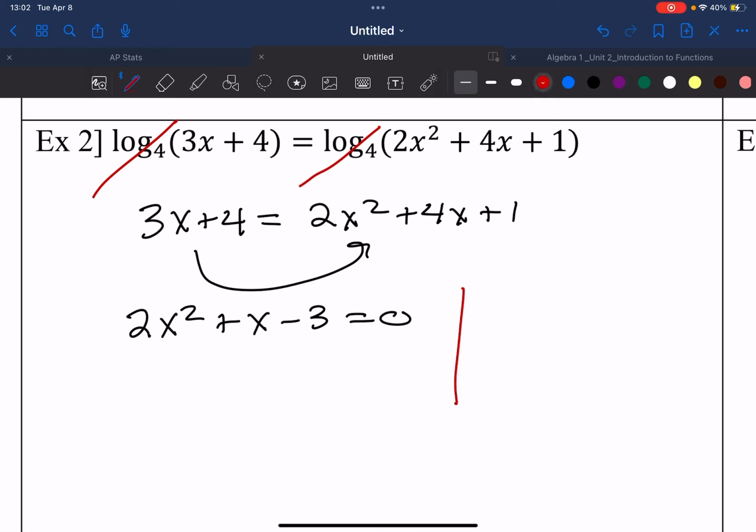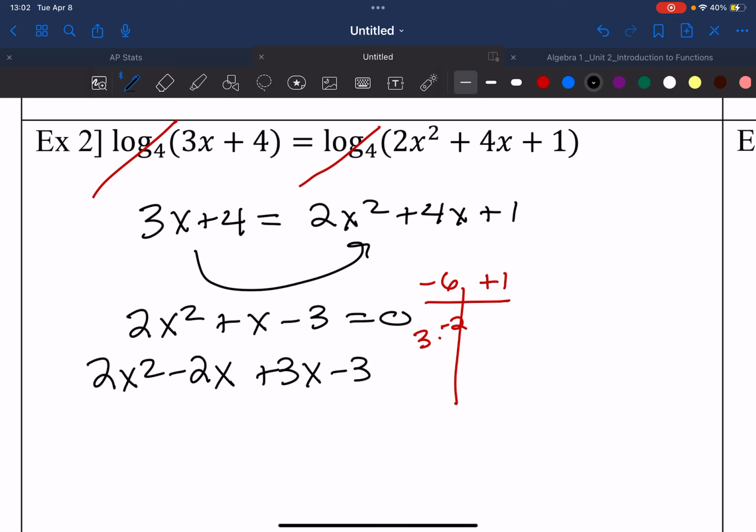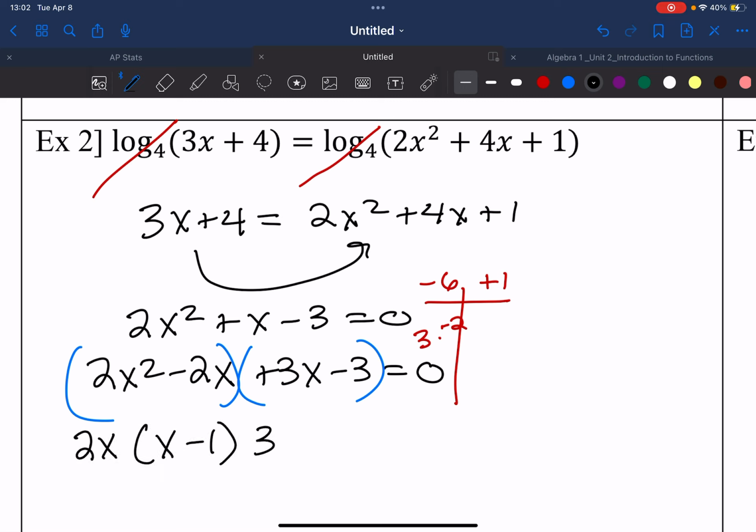Now I have to do the AC method, so 2 numbers that multiply to negative 6 but add to 1 would be 3 and negative 2, right? 3 and negative 2, yes. Okay, so that's 2x squared minus 2x plus 3x minus 3 equals 0. I do factor by grouping and take out a GCF, so I can take out a 2x, I'm left with x minus 1. And then take out a 3, and I'm left with x minus 1 equals 0.